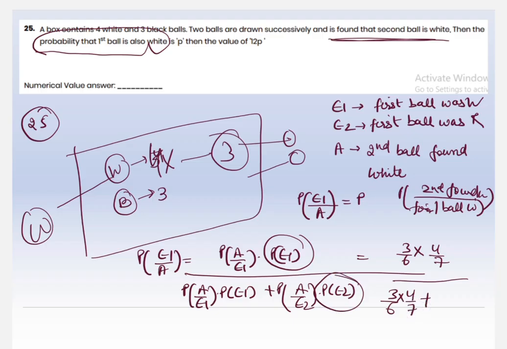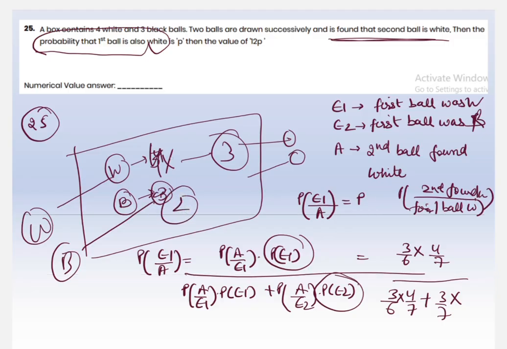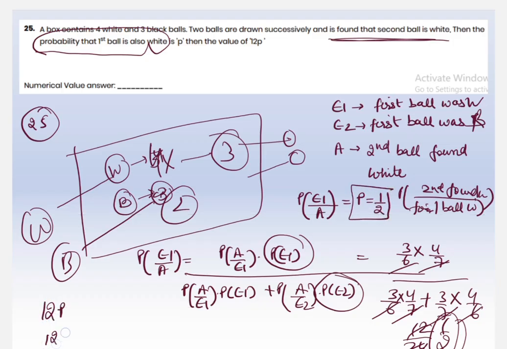Probability of E2, the first ball is red, means the first ball is black, so 3 by 7. Given the first ball is black, what is the probability of getting the second ball white? If the first ball was black, you take it out, so 2 black balls are left, and there are still 4 white balls. So this is 4 by 6. The common factor gets cancelled, so it's 12 by 24, which is 1 by 2. So P of E1 given A is 1 by 2. Hence P is 1 by 2. Now you are asked for the value of 12P, which is 12 into 1 by 2, equal to 6. So the answer is 6.